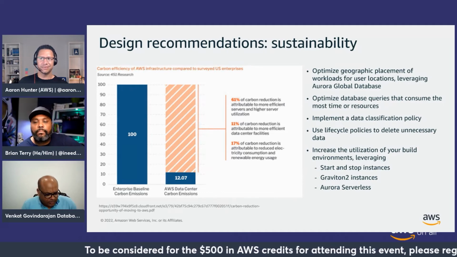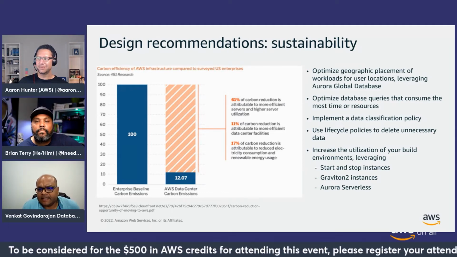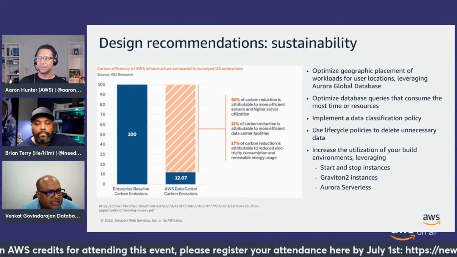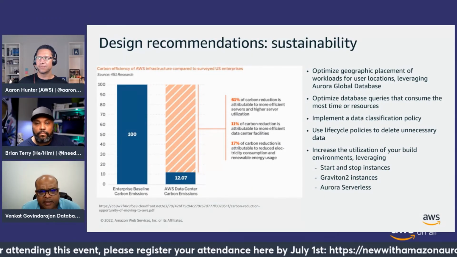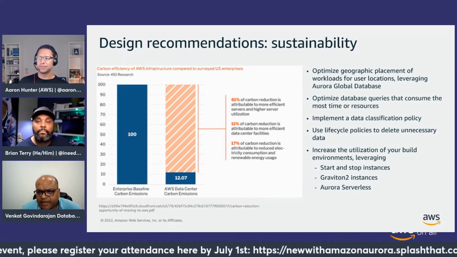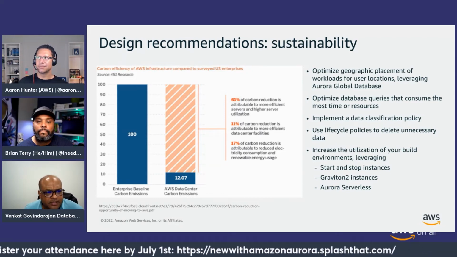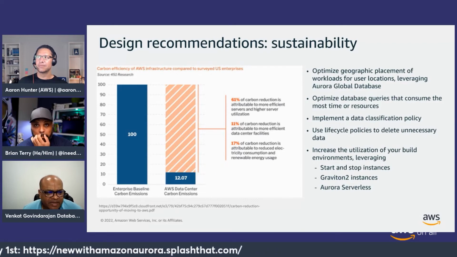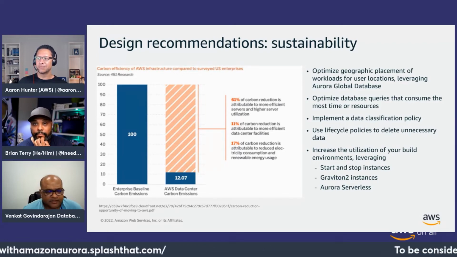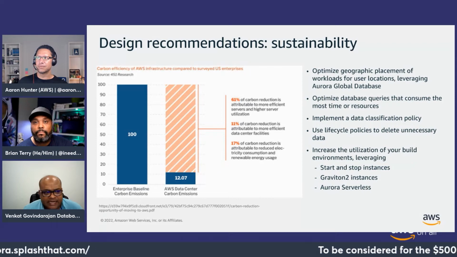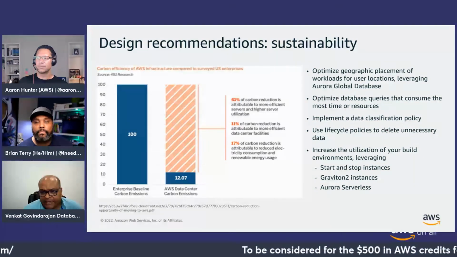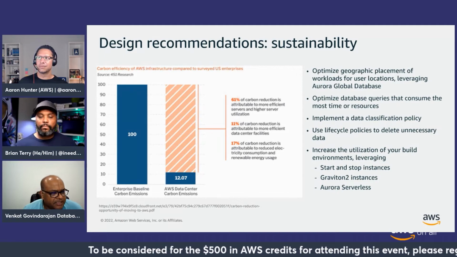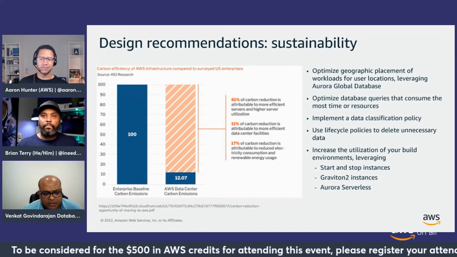So this slide you're already seeing here is an independent 451 Research study published back in 2018, 2019, I believe. What it says is that running applications on the AWS cloud can help lower your carbon footprint by 88% when compared to the enterprise data centers that were surveyed. Of course, the report has been detailed out, and the link is at the bottom of the screen if anybody wants to look it up.